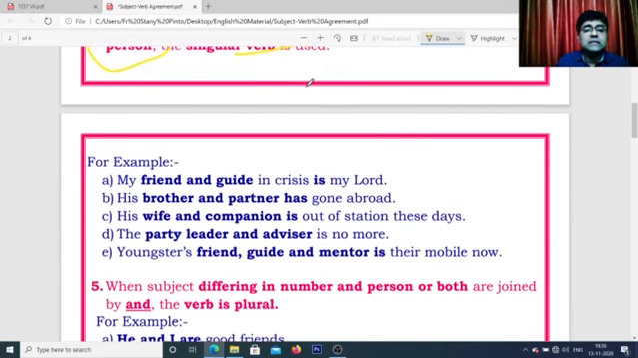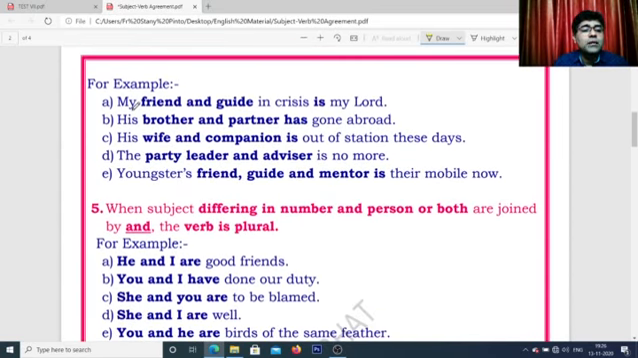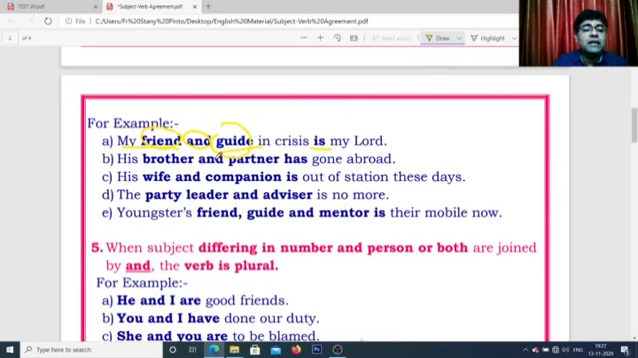What do we mean by this? See the example. My friend and guide in crisis is my Lord. There are two words here, but they are connected with and. See, singular verb is used here. Why? This friend and guide refers to the same person. Friend is not different from the guide.